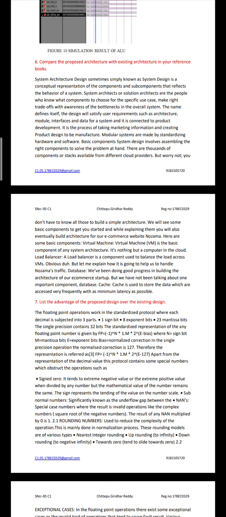the system architecture design, sometimes simply known as system design, is a conceptual representation of the components and subcomponents that reflects the behavior of a system. System architects or solution architects are the people who know which components to choose for the specific use case, and make the right trade-offs with awareness of the bottlenecks in the overall system.